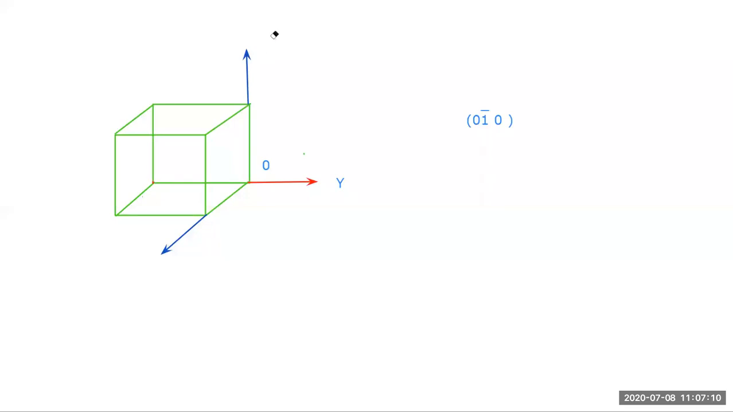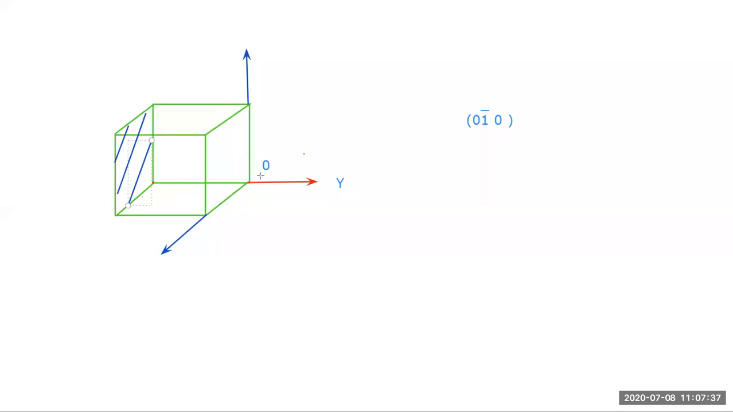So what is 0 bar 1 0? This entire plane is 0 bar 1 0. For this you have to indicate the axes x, y and z, and indicate the origin. So indication of origin is very important while drawing the planes and directions.